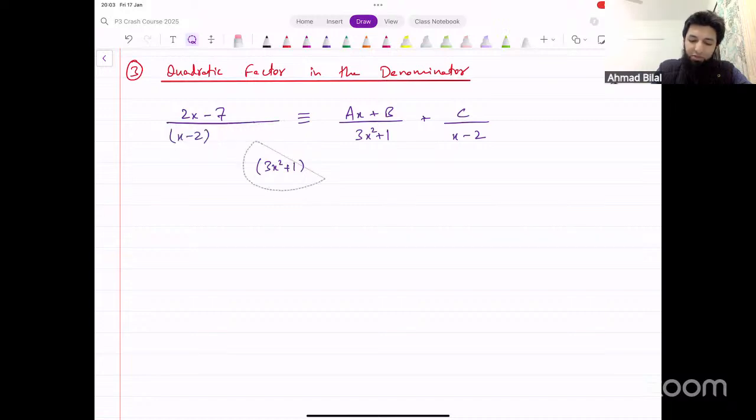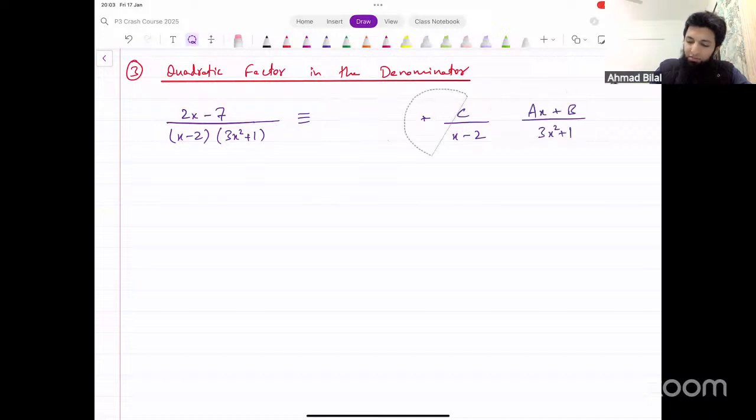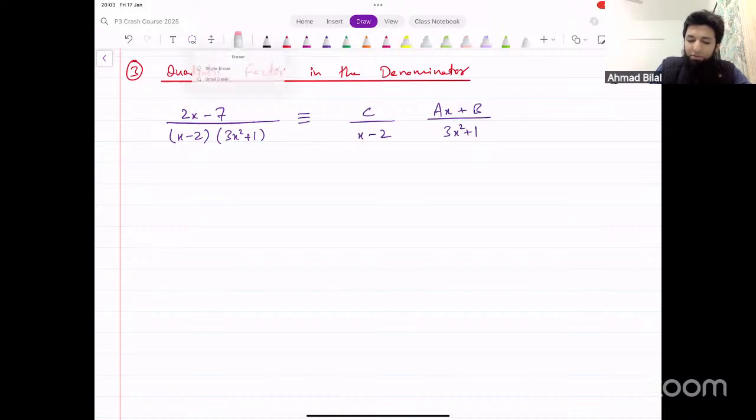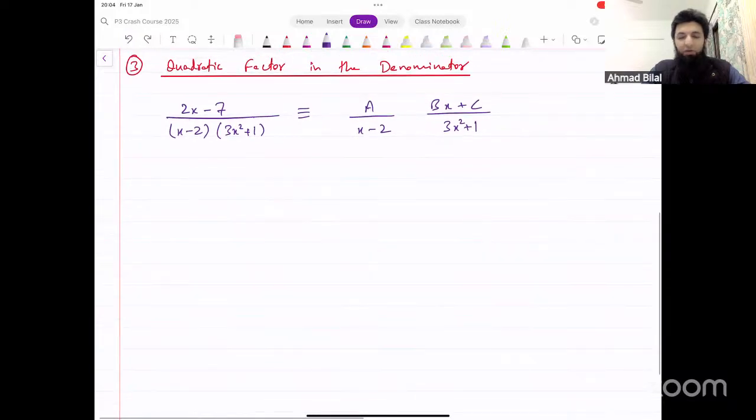If you had x minus 2 and 3x squared plus 1, you could write that first and this second, and maybe in that case you could use a over x minus 2 here and then bx plus c there. Doesn't make any difference. The form has to be this: one x term and one constant. Okay, that's what you do in quadratic factors. So now these are three different forms that we can have. Let's consider a case that includes all of those possibilities.